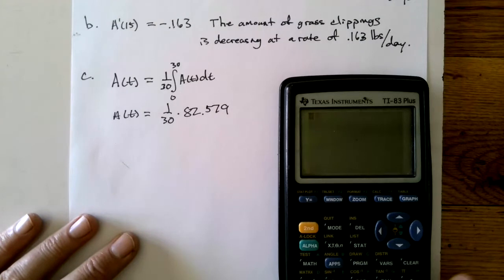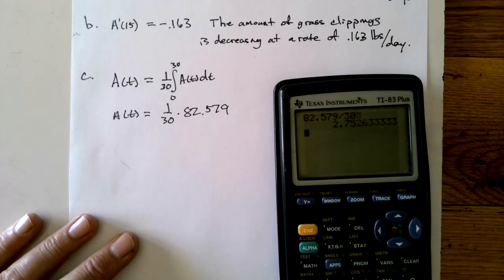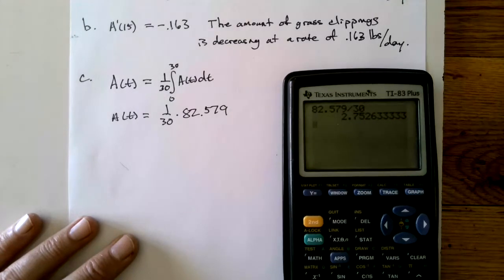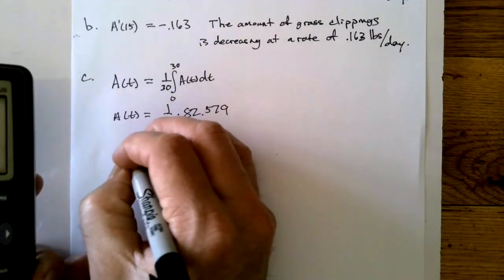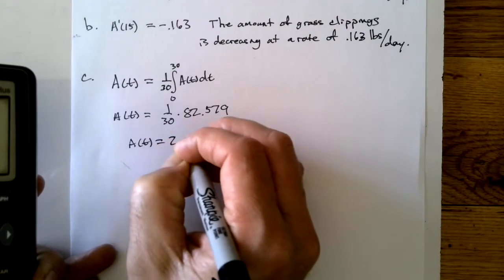Okay, so let's actually calculate that. We've got 82.579. We're going to divide that by 30. And I get 2.7526. So when is the amount equal to 2.7526?